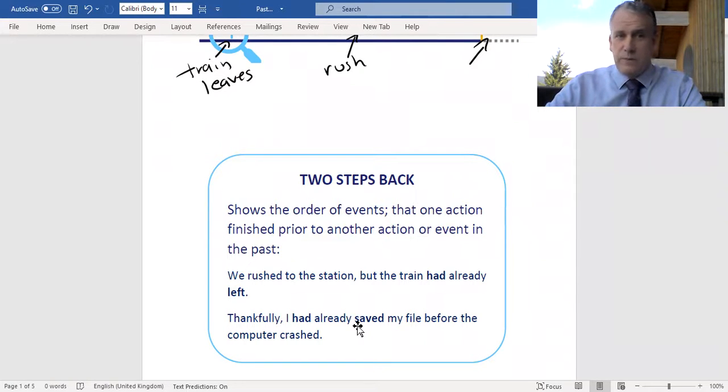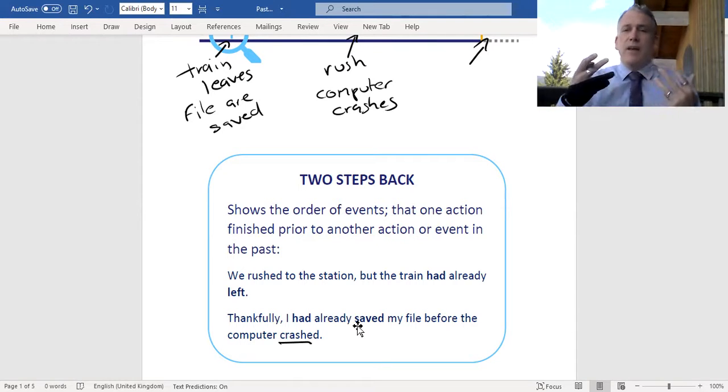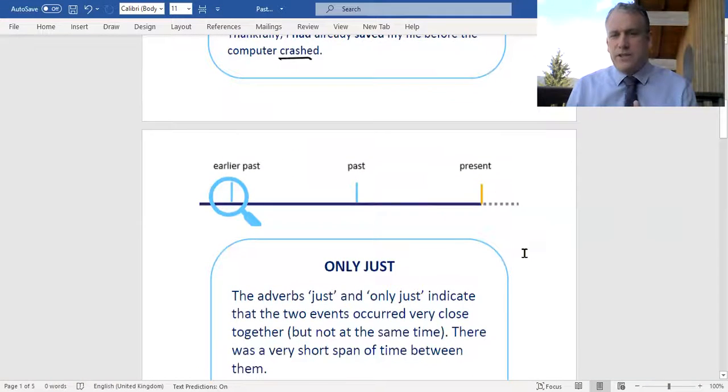So here, at the first point in the past, the files are saved. Okay, what comes next? The computer crashed, past simple. So we know the computer crashes after the files are saved, which is fortunate for us. So we can see the past perfect helps us to inform our reader or our listener which event happens first in a sentence. Let's look at some further uses.